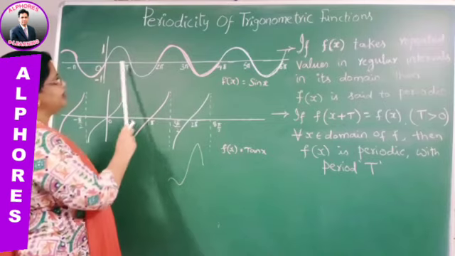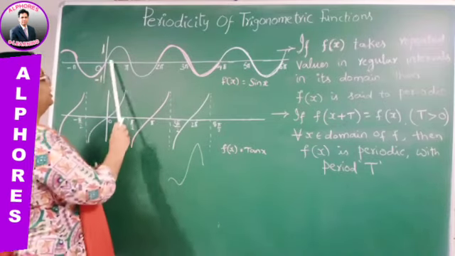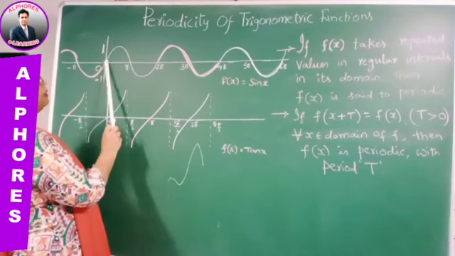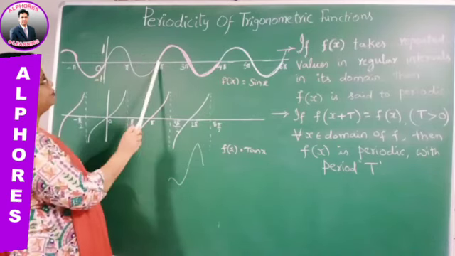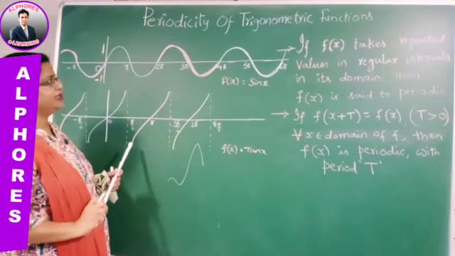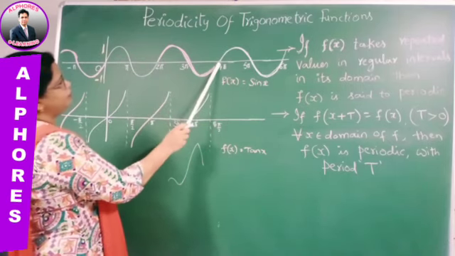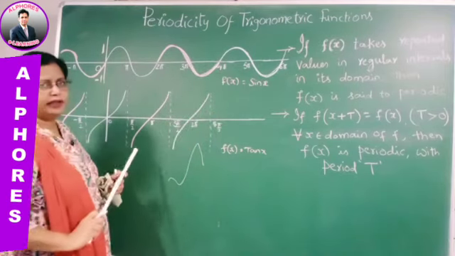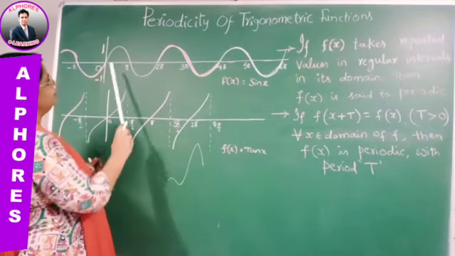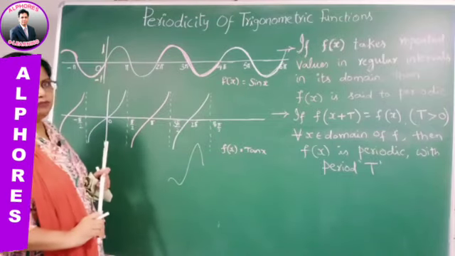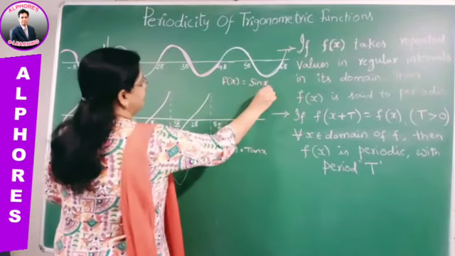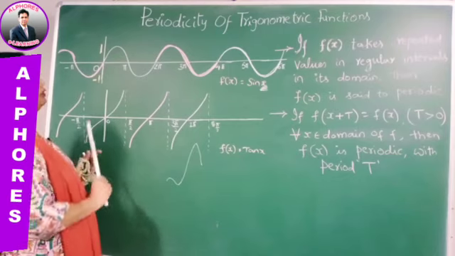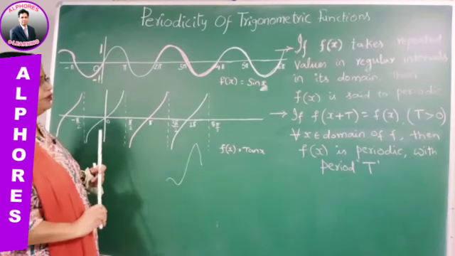Now students, what is the period you are observing here? If you consider this as one of the shapes, then 2 pi minus 0, therefore 2 pi is the period of sin x. And again if you take 2 pi to 4 pi, 4 pi minus 2 pi is 2 pi, and 6 pi minus 4 pi is 2 pi. You have to observe this value clearly. Whenever it is given as sin x, then the period is 2 pi.